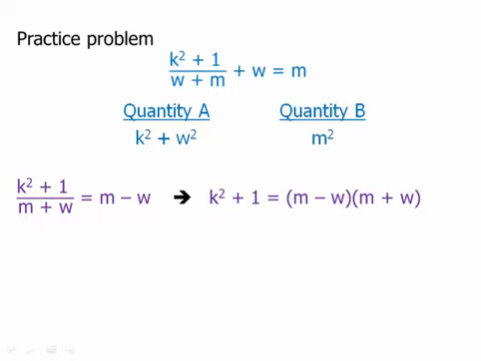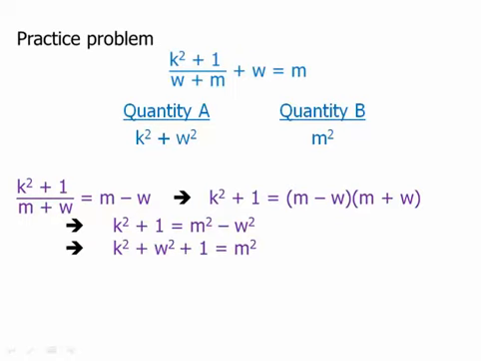And so I just get k squared plus 1 on that side. And then I get the difference of two squares pattern, m minus w times m plus w. And of course, that's going to be m squared minus w squared. Then just to get the k and the w on the same side, I'm going to add w squared to both sides. So now I have k squared plus w squared plus 1 equals m squared. So this looks an awful lot like the two quantities we have here.